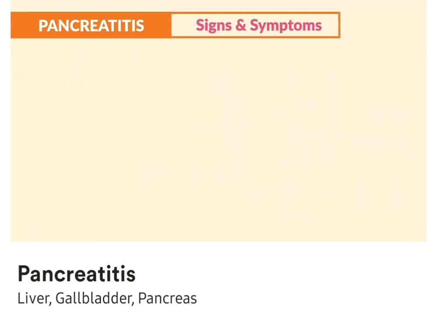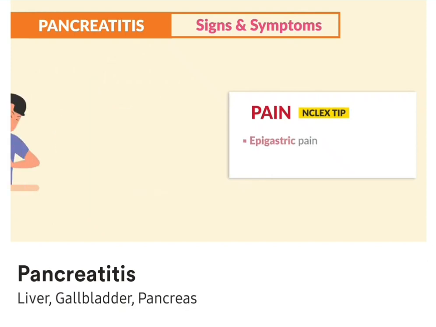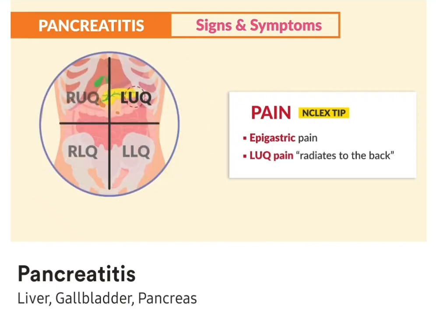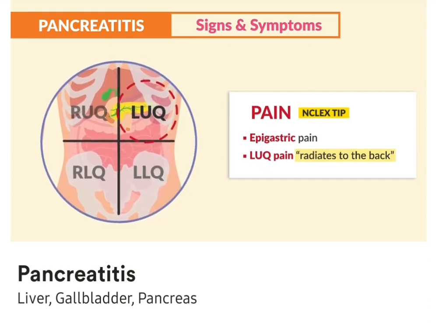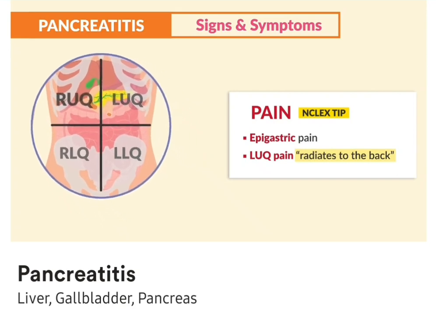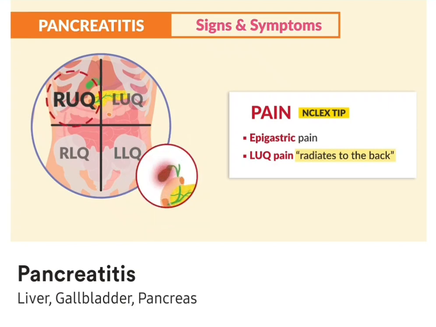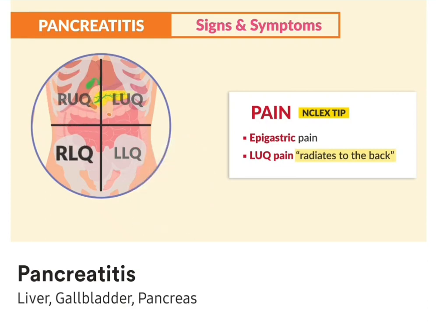Now, in terms of the signs and symptoms, pain is a huge NCLEX tip, so write this down. Epigastric pain, like heartburn, in the left upper quadrant. So, left upper quadrant pain that radiates to the back. Huge key terms right there. Write those down. The majority of the pancreas is in the upper left quadrant here. So, don't let the NCLEX trick you. It's not the right upper quadrant pain that radiates to the shoulder. This is typical of gallbladder inflammation on the other side, called cholecystitis.